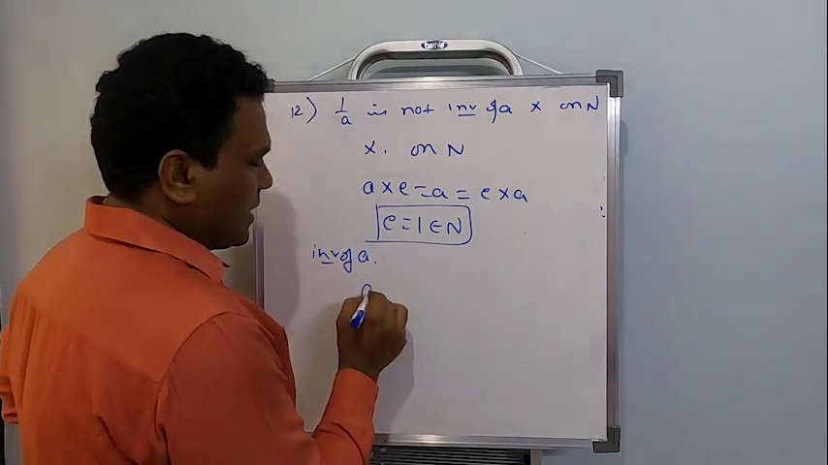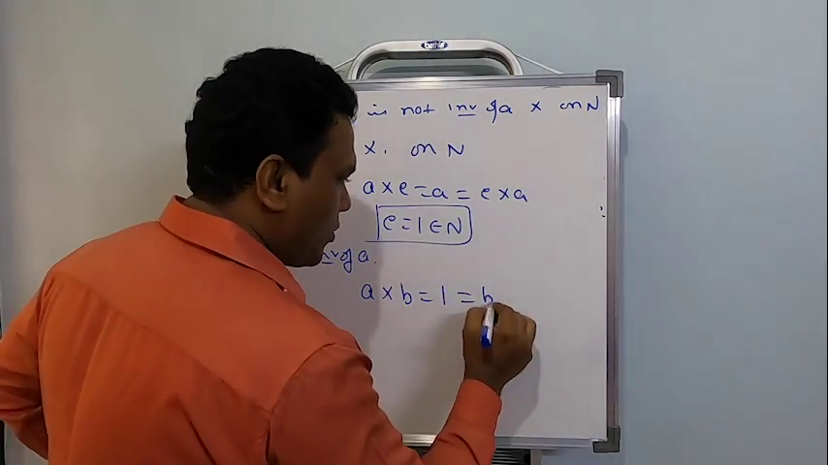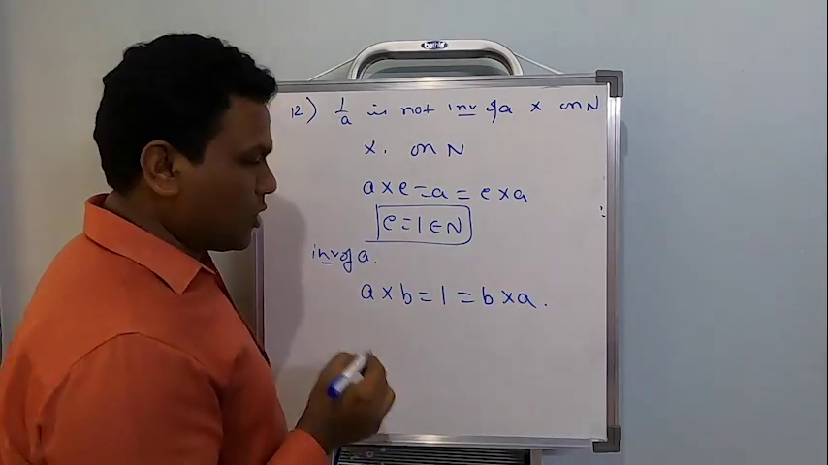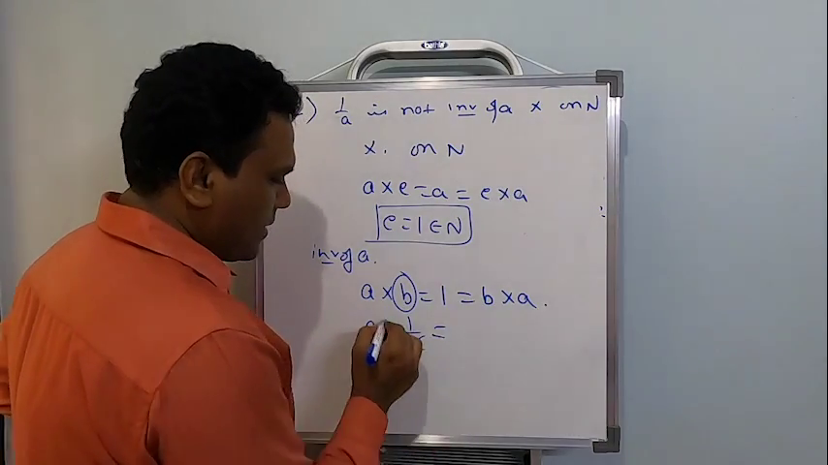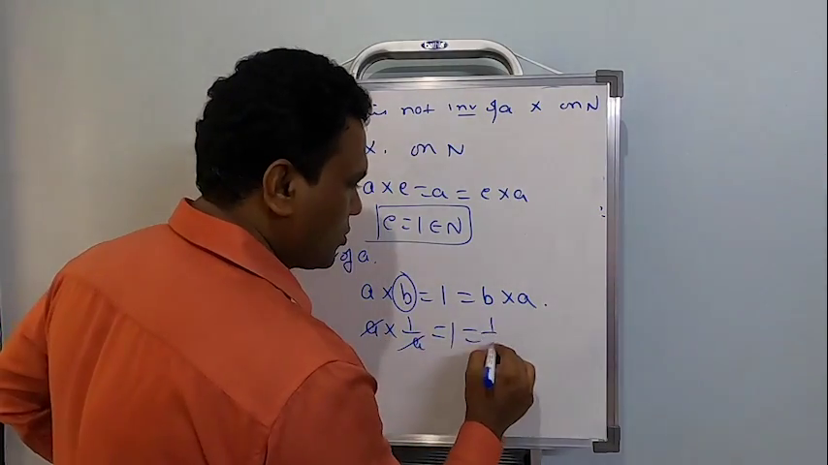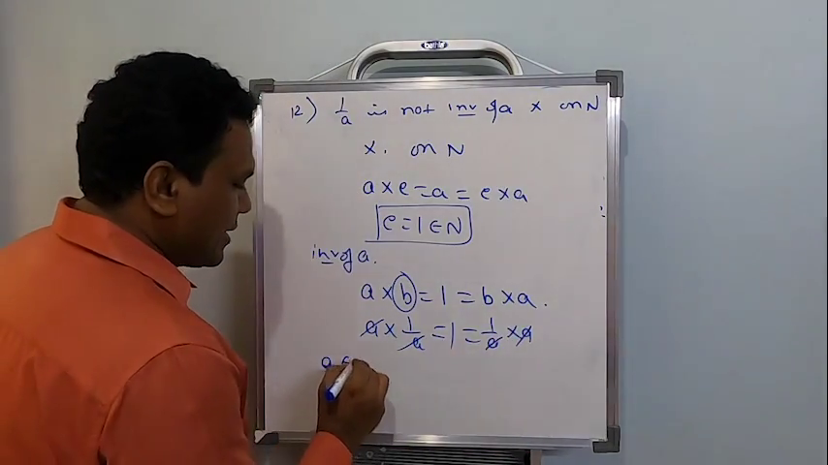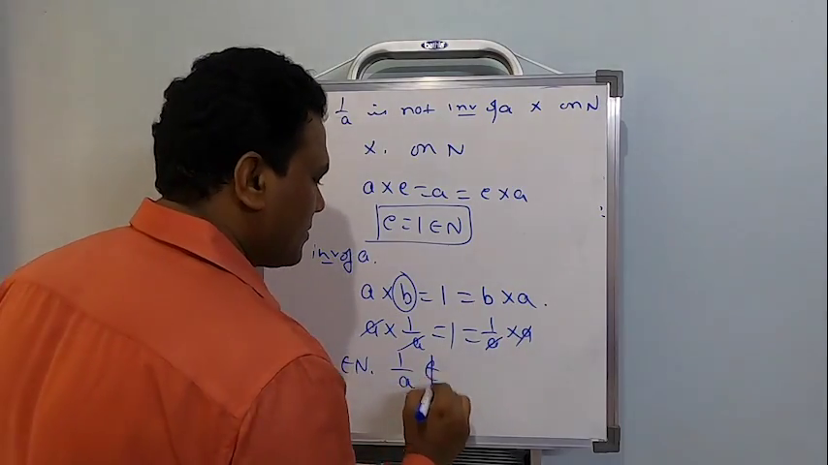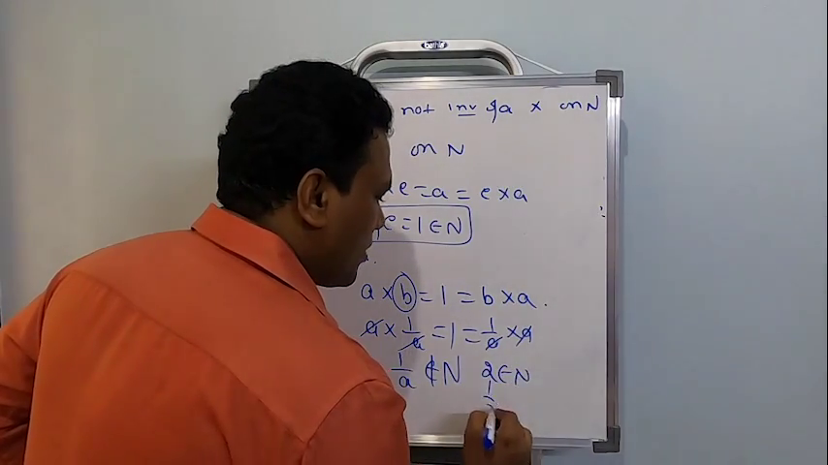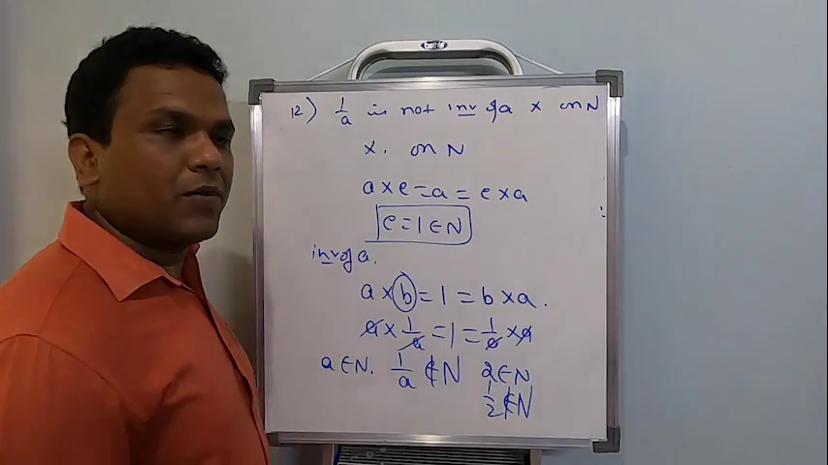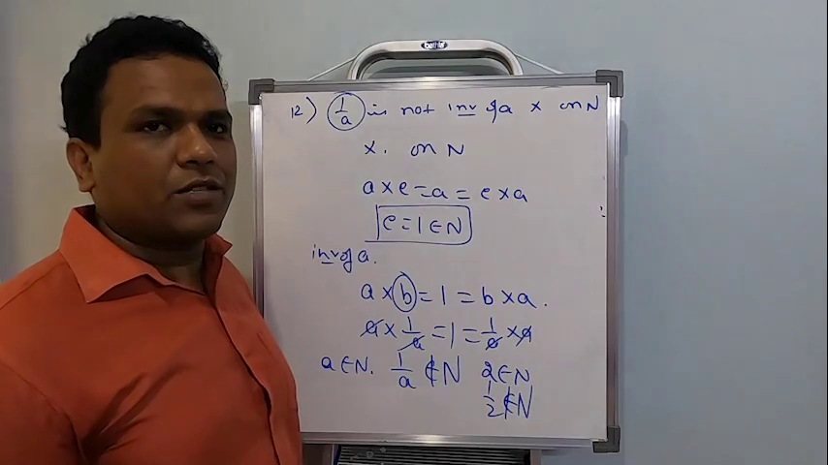If suppose the inverse exists, then A multiplied by B should be equal to 1, and this should be equal to B multiplied by A. This is possible only if B is replaced by 1 by A, because when I cancel this I am going to get 1, and here also it's the same story. But the question is, A is a natural number, what about 1 by A? It's not going to be a natural number. For example, 2 is a natural number, but 1 by 2 is not. Hence, I cannot say 1 by A is the inverse of A under multiplication.